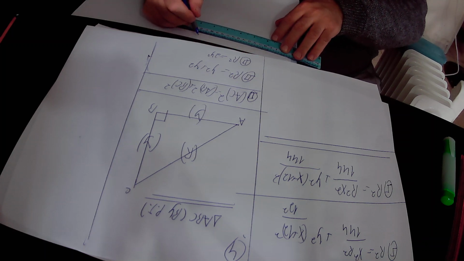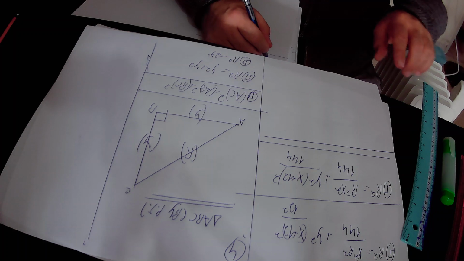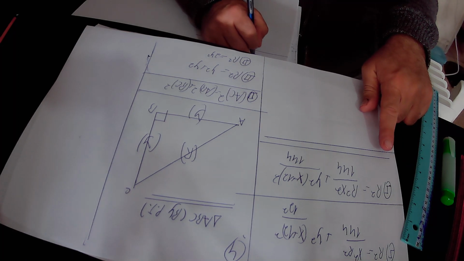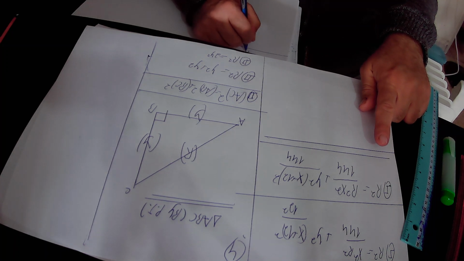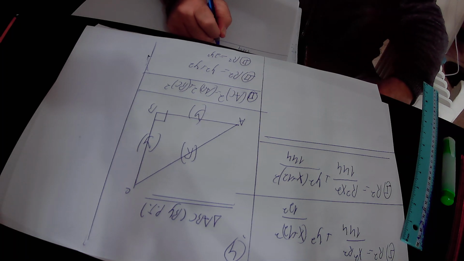While according to equation 1, we already found out that R square equals R square times x square over 144 plus y square times (x plus 12) square over 144.